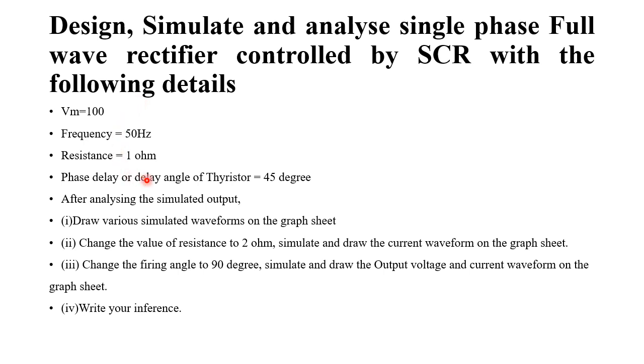So this is the initial settings, and these settings are modified as resistance 1 ohm is changed to 2 ohm, and then we have to observe what is the change in the current waveform, and then later the 45 degree is changed to 90 degree, and then we can note the changes in the output voltage and the current waveform, right? Finally you can write the inference.